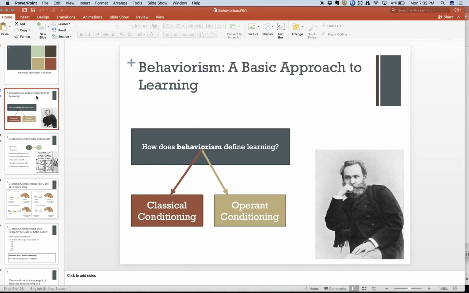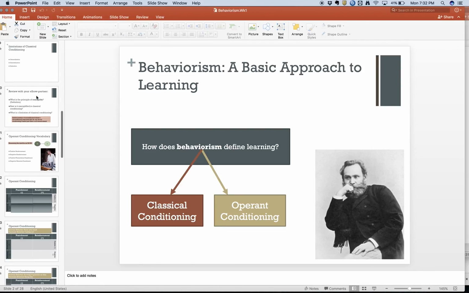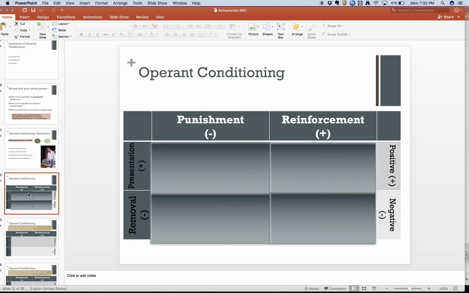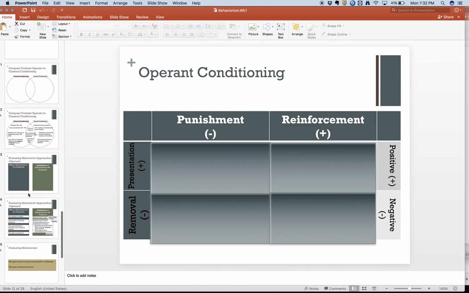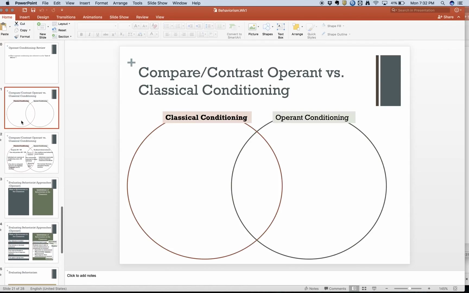So the process of classical conditioning, where we pair an unconditioned stimulus with a neutral stimulus until the neutral stimulus becomes the conditioned stimulus and elicits the conditioned response. And operant conditioning, where we talk about different types of consequences that can happen, be they positive or negative punishment or reinforcement.